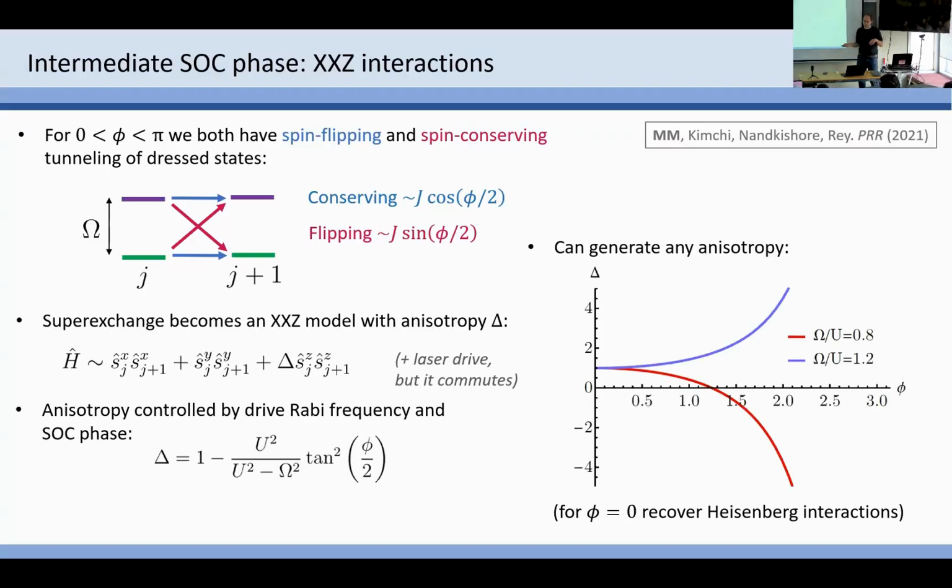And so, from this, you can show pretty straightforwardly that in this basis, my super exchange interaction becomes indeed an XXZ model with anisotropy delta, which is controlled by the on-site Hubbard U, the Rabi frequency, and the spin orbit phase phi. There's also the laser, I'm still Rabi driving, that term is still in the Hamiltonian. But because I've gone into the eigenbasis of the Rabi drive, that's just like a sigma z, so that can be used with the Hamiltonian.